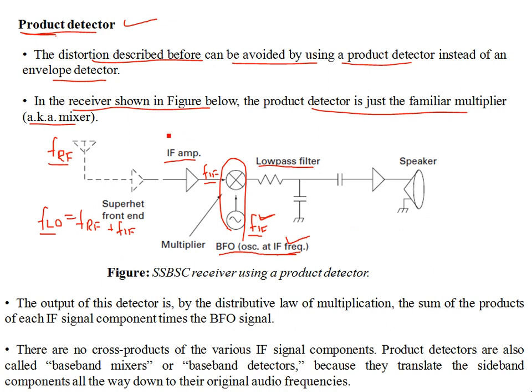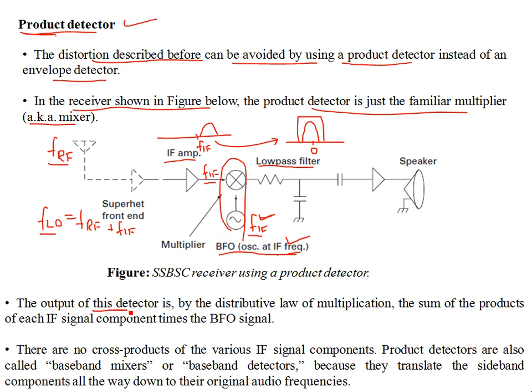Basically, if this is an upper sideband that was translated down to f_IF after superheterodyne receiver conversion, then this gets translated down to the baseband. After the multiplication or mixing, it comes down to 0, and that's the original baseband signal, the audio spectrum. This can be easily recovered from a low pass filter, and you're good to go. You can hear a high fidelity sound.